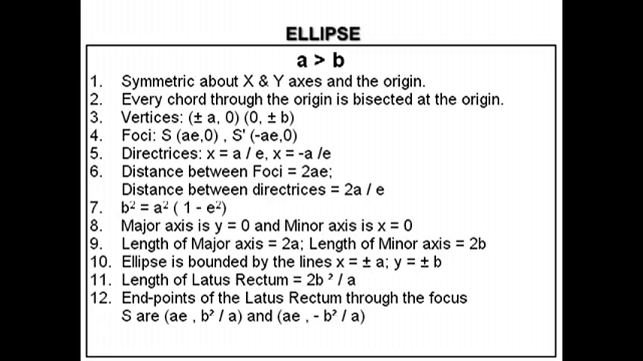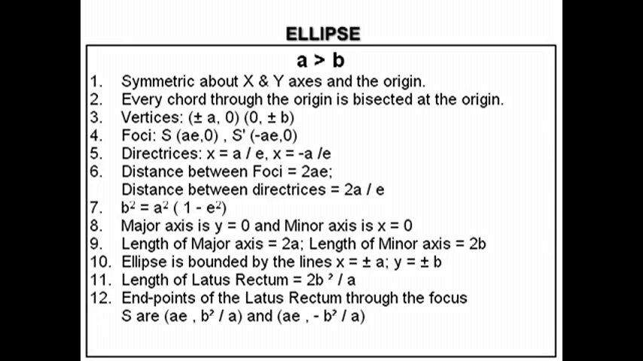Length of major axis equal to 2a and length of minor axis equal to 2b. Ellipse is a closed curve bounded by four sides of a rectangle. Their equations are x equal to plus minus a and y equal to plus minus b. A focal chord which is perpendicular to axis of symmetry is called as latus rectum.